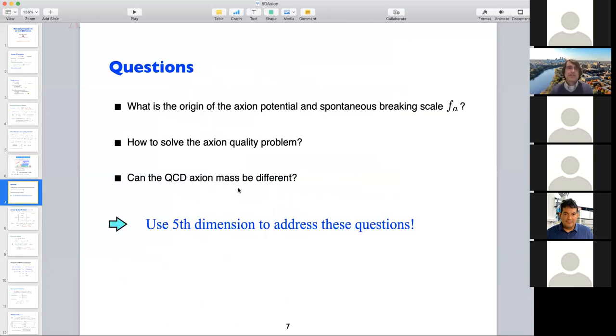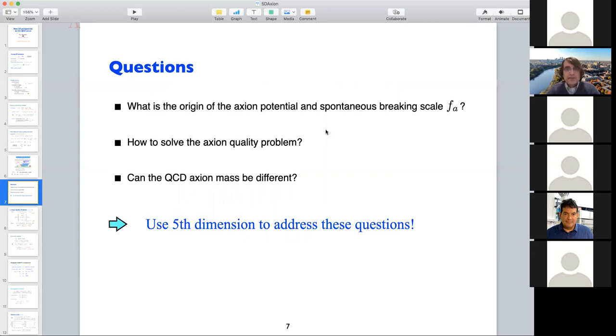So therefore, the questions that I'm interested in at the moment would be, what is the origin of the axion potential? Where does it come from? And where does the spontaneous breaking scale, how does it arise? Furthermore, how do you solve the axion quality problem? And then also the other question is, can the axion mass be different? Is the QCD axion mass really just tied to the QCD scale, or can you modify QCD to make it different?